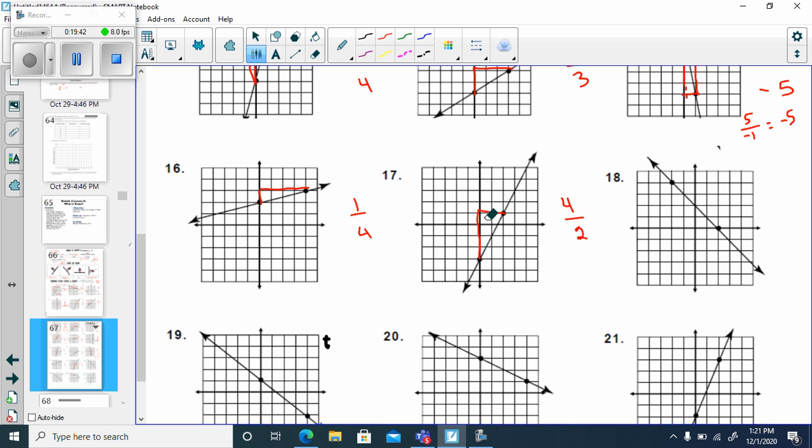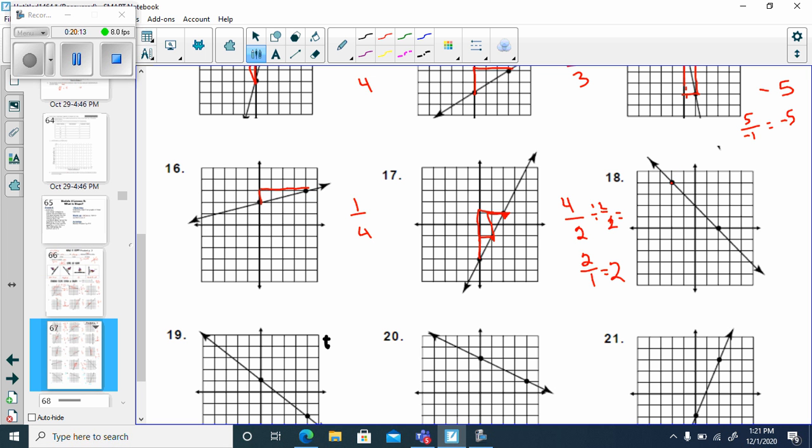Now, can I reduce that? If I reduce that by 2 over 2, wouldn't I wind up with 2 over 1, which is 2? My slope is 2, isn't it? Let's see. If I went up 2 and over 1, yep, I'd wind up right there. If I went up 2 and over 1, I'd be right on top of the thing again, wouldn't I? My slope is 2.